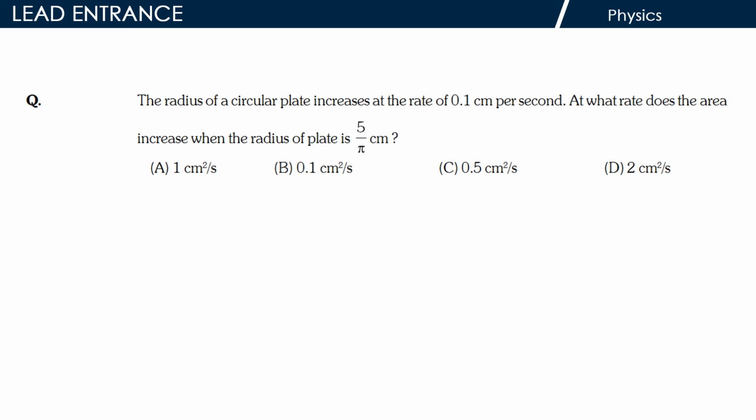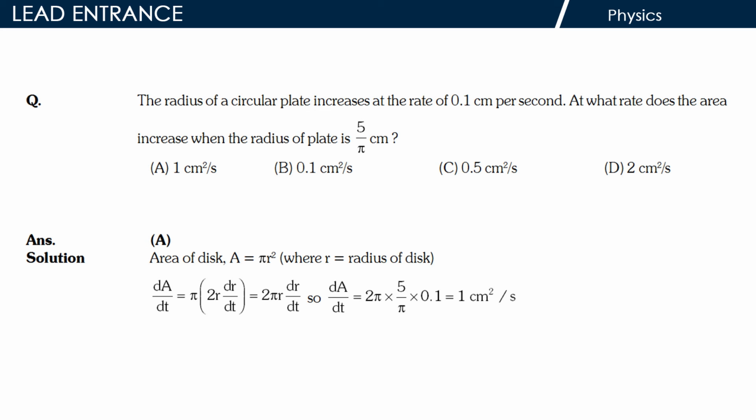Question 5. The radius of a circular plate increases at the rate of 0.1 cm per second. At what rate does the area increase when the radius of the plate is 5 divided by pi centimeter? A. 1 centimeter square per second. B. 0.1 centimeter square per second. C. 0.5 centimeter square per second. D. 2 centimeter square per second.